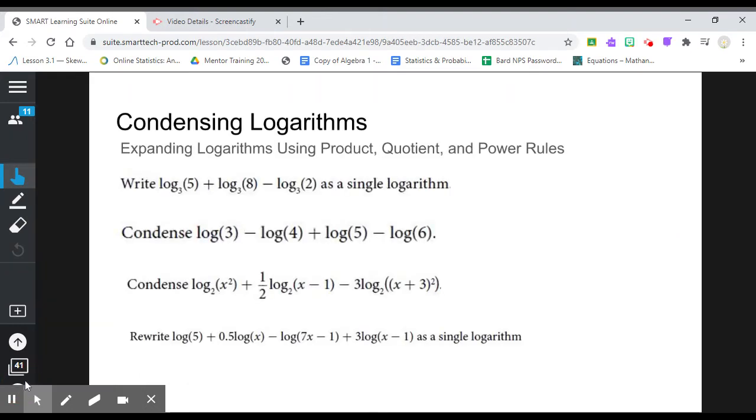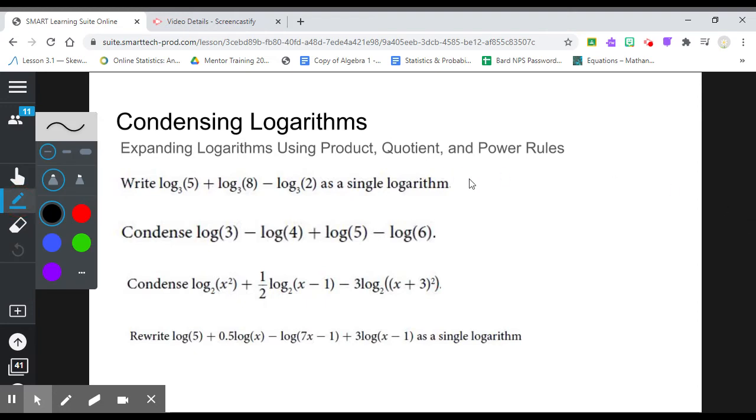The next thing we're going to do is go the opposite way. So we've already expanded. Now we're going to compress it. We're going to make it so that we only have one log written, and then we'll have a lot of stuff going on inside our parentheses. So here I'm seeing log of 5 plus log of 8 minus log of 2. So I know the first two must be multiplied together. So I'm just going to rewrite that.